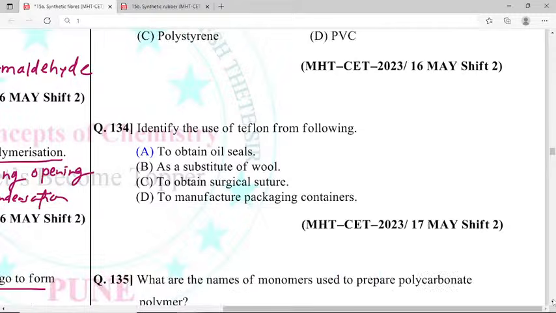Next, identify the use of Teflon from the following. To obtain the oil seal, yes, Teflon is used. As a substitute of wool, this is called Orlon. Orlon is the compound. To obtain the surgical sutures, nylon 6 is the example.